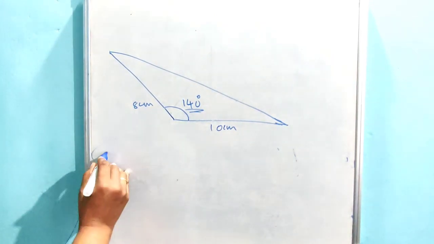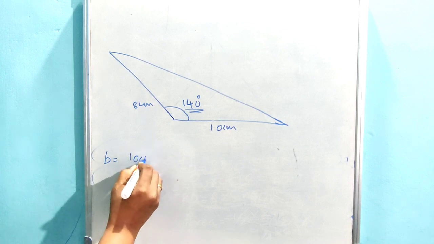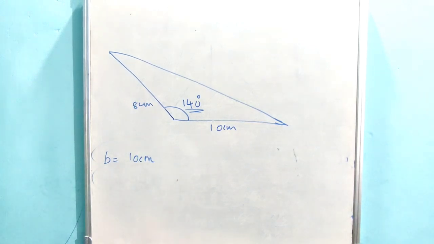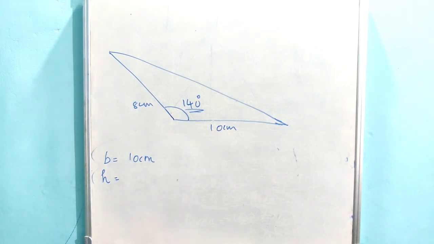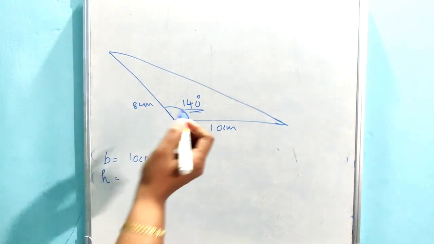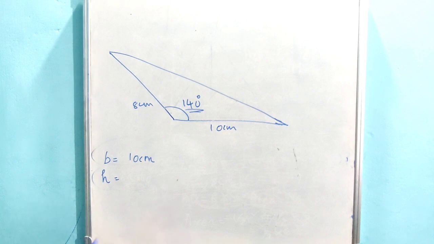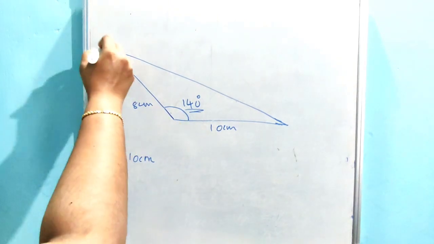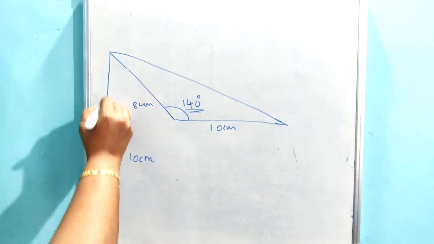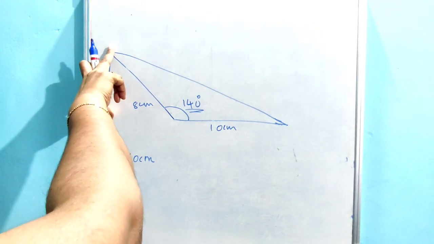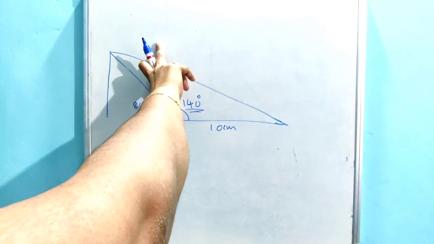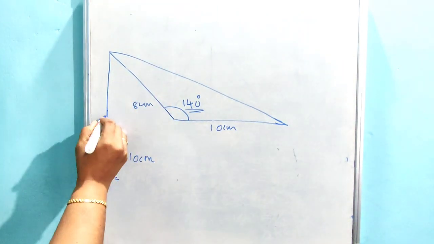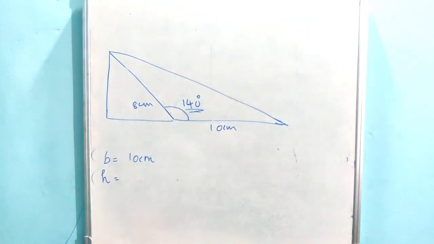See, here we have the base. What is the base? Base is equal to 10 centimeter. Now we need to find out the height of the triangle. How do we find the height of the triangle? Height means the perpendicular height, the perpendicular distance to the base. This is the base. This is the perpendicular distance. So find out the perpendicular distance first.